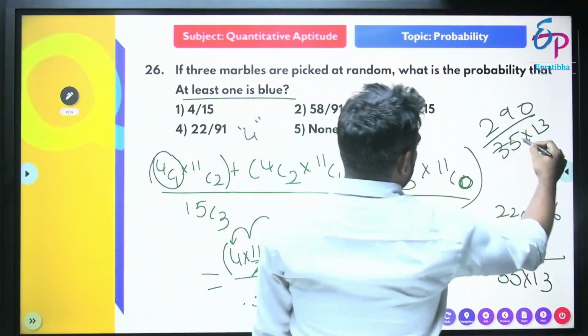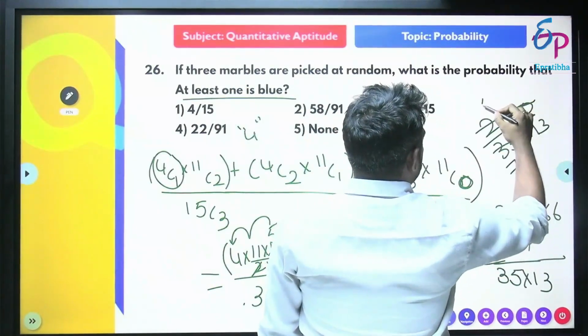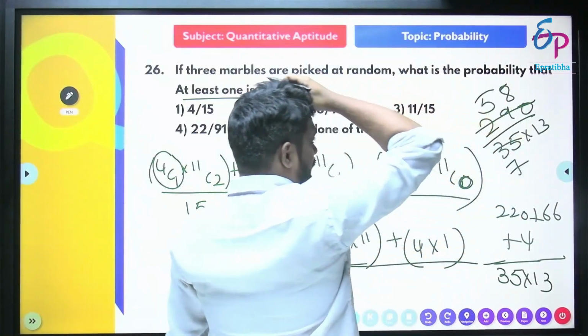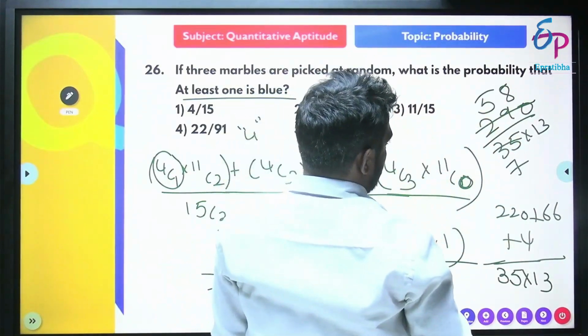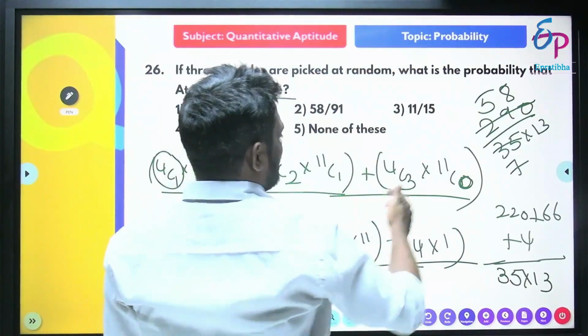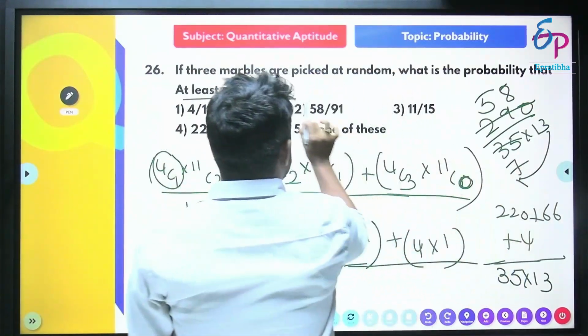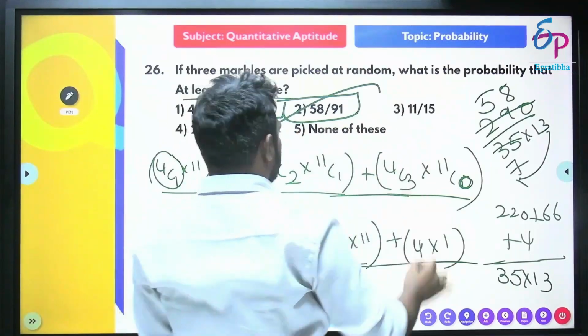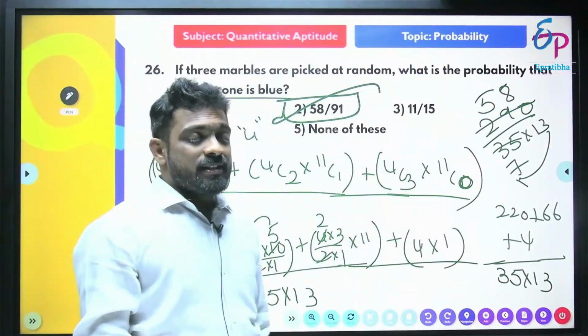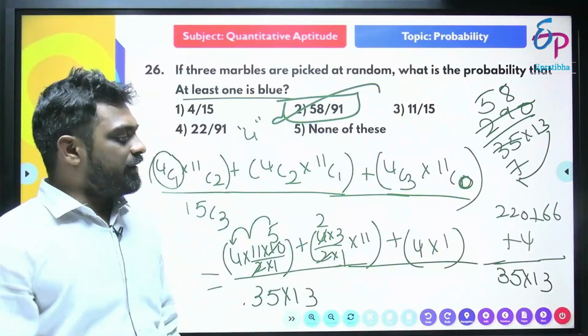5 sevens are 35, 5 fives are 25, 5 eights are 40. The 13 table is also not cancelled. 58 by 13 sevens are 91. Where exactly is the 58 by 91? Option 2, which is 58 by 91, is the absolute solution for the given question.